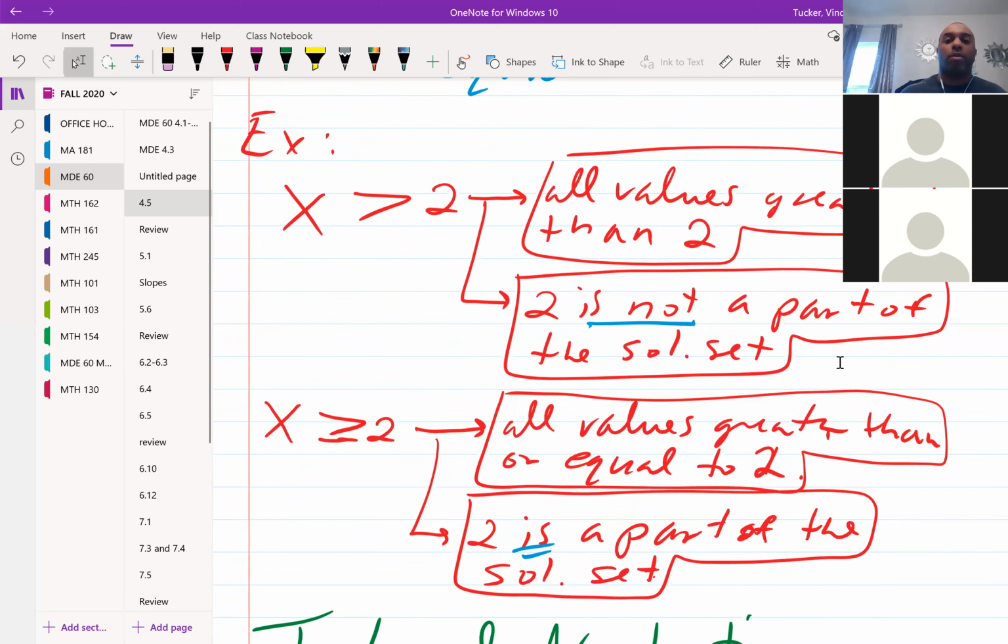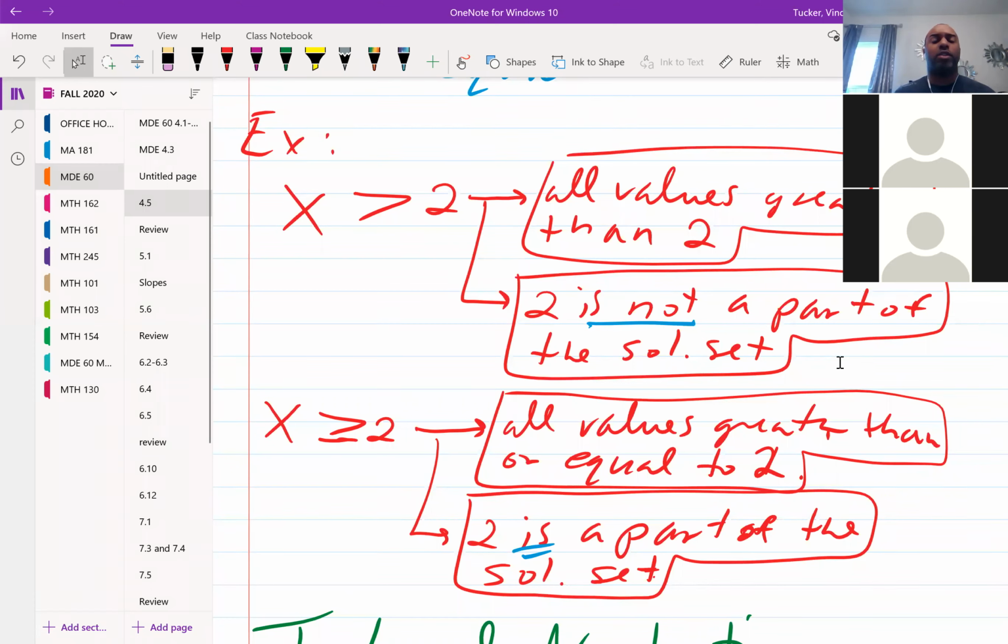That represents all of the values greater than 2. That means 2 is not a part of the solution set. Now, if you say all values are greater than or equal to 2, that means you're including 2 as a part of the solution set.